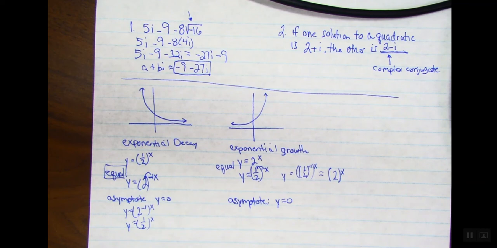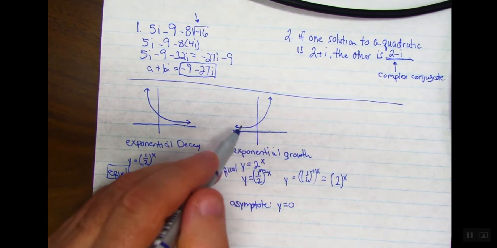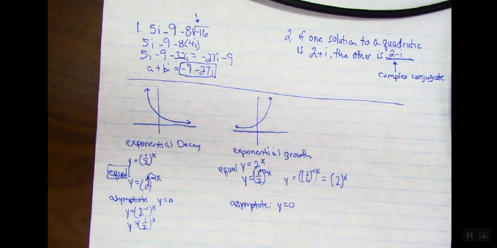The other thing I want to point out is that with our normal ones on here, we have an asymptote at y equals 0, which is the x-axis. I've written that down there. There are no shifts yet, so without any shifts, this is the parent graph. The asymptote is always going to be y equals 0, whether it's exponential growth or decay.